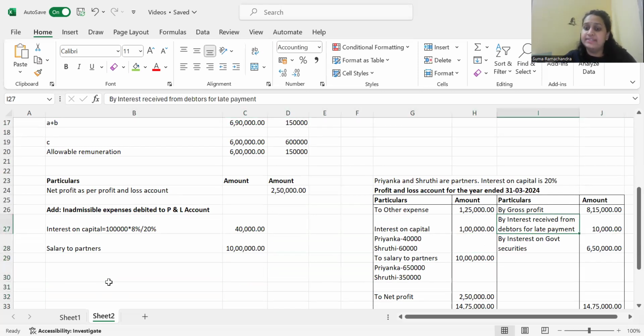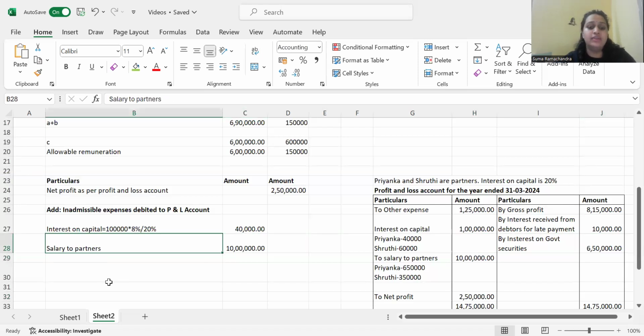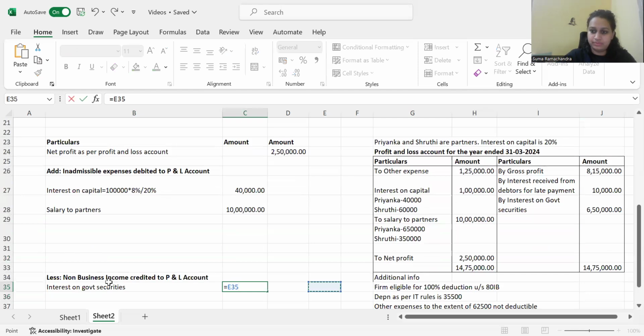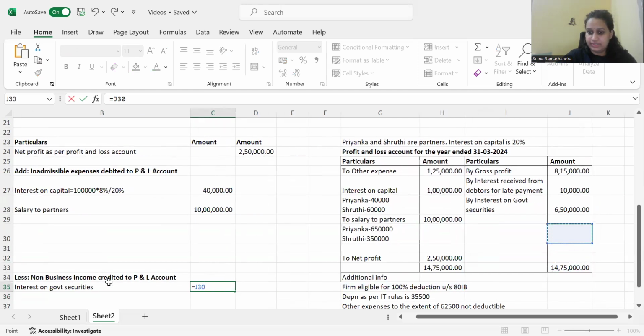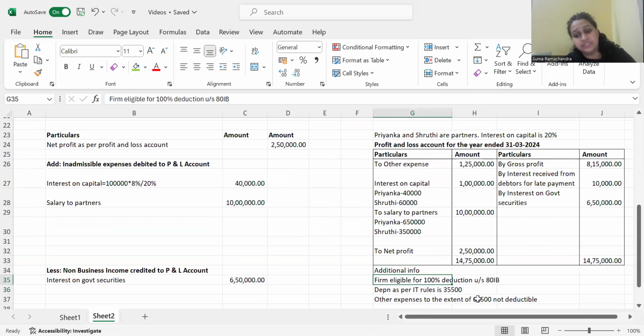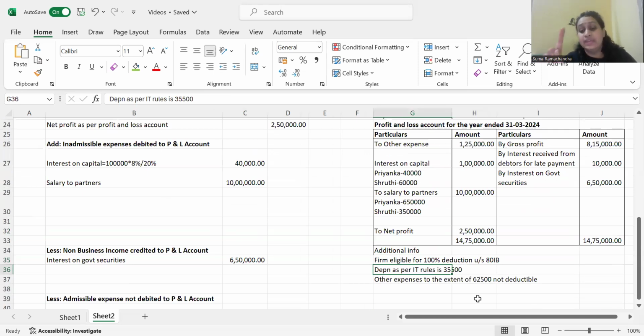Great. In my credit side, there is interest received from debtors for late payment. This is going to be a business income itself. So I'm not going to disturb it. Interest on government securities. This is non-business income. So I'm going to take it here. Interest on government securities. So that amounts to rupees 6,50,000. Great. After this, it says firm is eligible for 100% deduction under section 80 highway.